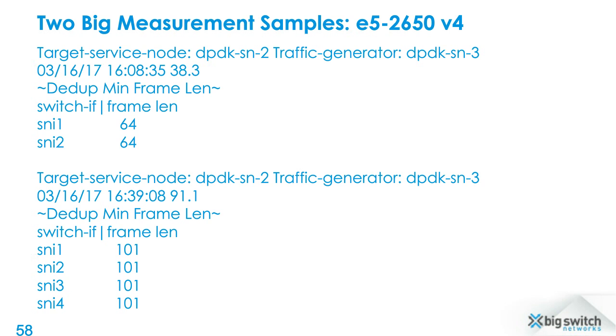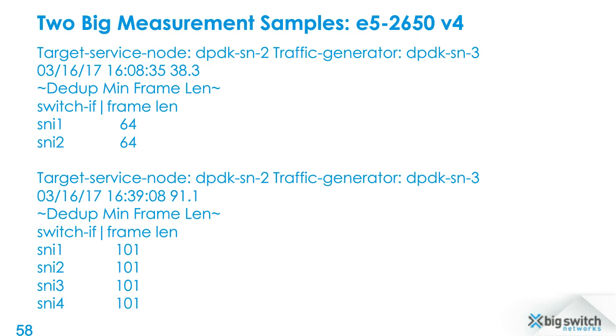So here's an example test. This is run on an E5 2650 v4. This is a pretty nice machine. The first test on the top is a 2-interface test, so the service node is only running dedupe on 2 interfaces. This is doing a search down to find the minimum packet size before packet drops occur. For the first test, we actually get down to 64-byte frames before we see any loss. On the second test, I have 4 interfaces loaded, and the minimum packet size that I see before I see packet drops is 101 bytes.